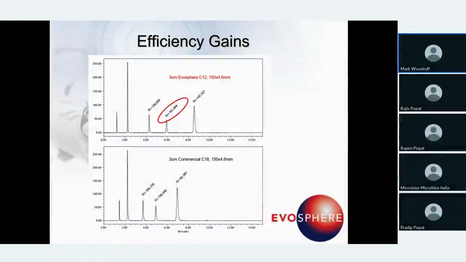The 3 micron EVOSPHERE increases those values up into the 150,000s, and we have 161,000 plates per meter for the 4th peak in this analysis. So you're seeing this 50-60% gain in efficiency by just moving to monodispersed, fully porous particles. So we will automatically increase the resolution of our system by using these monodispersed particles. So that's a big gain in terms of the resolution equation for us when we're trying to analyze our analytes.